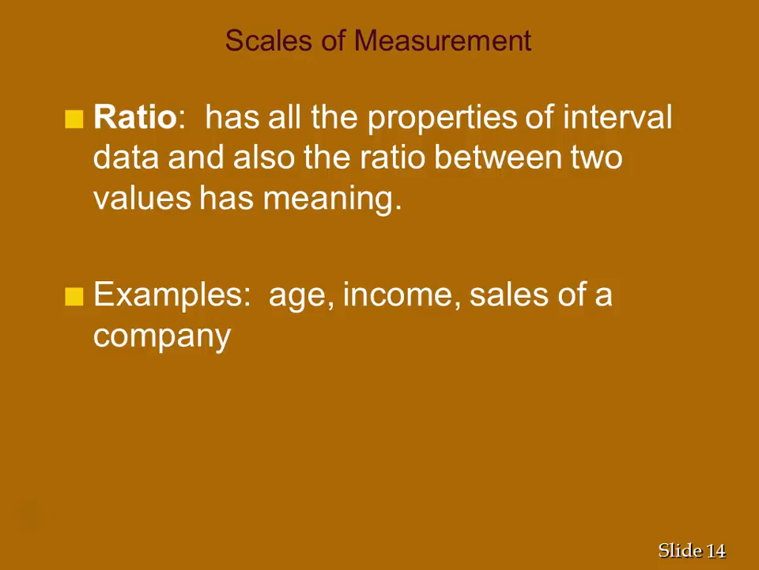If one person has an income of $80,000 a year and somebody else has an income of $40,000 a year, it's understood that $80,000 is double the $40,000 income. So the ratio has meaning in this case.